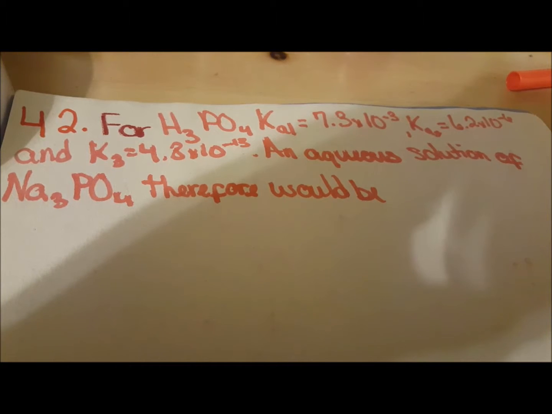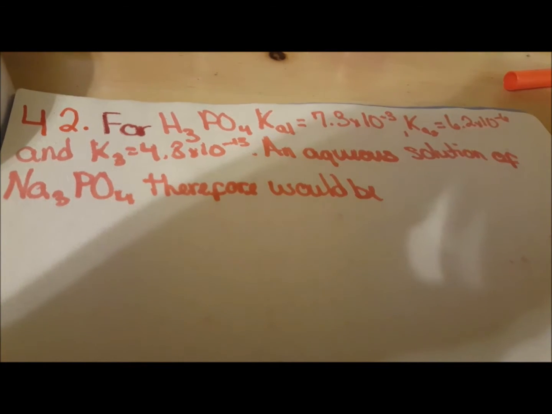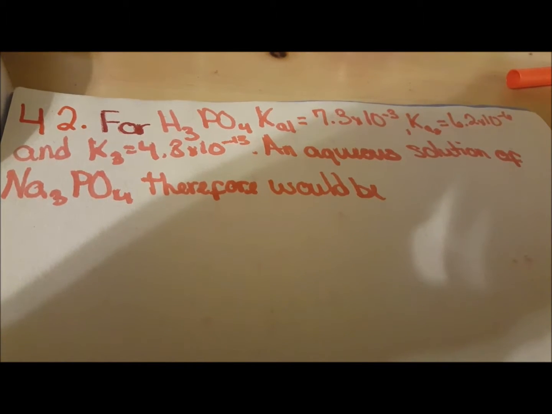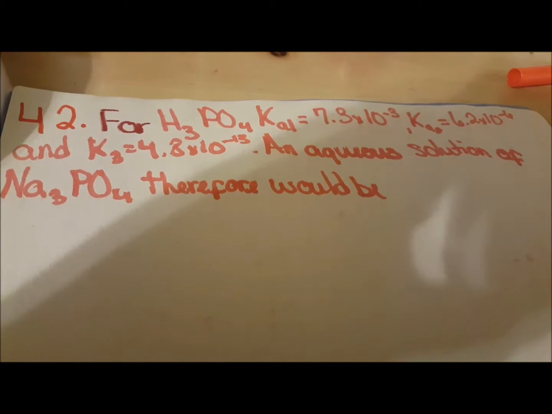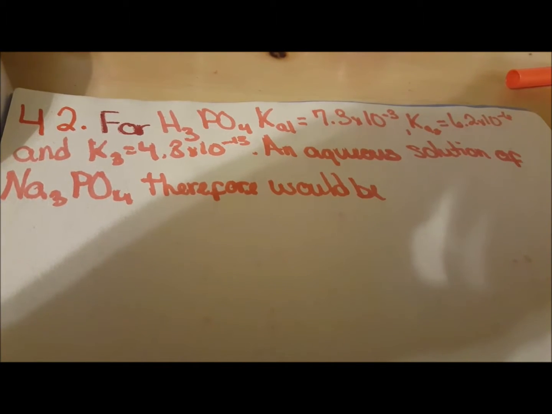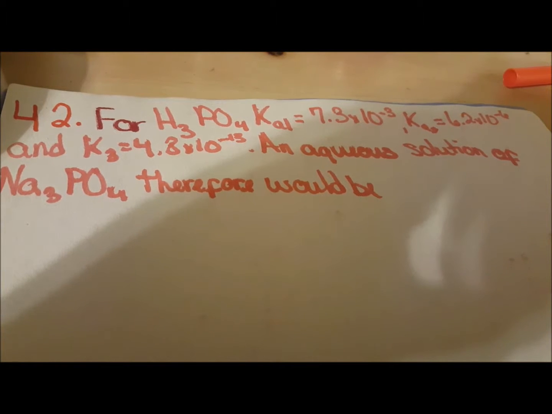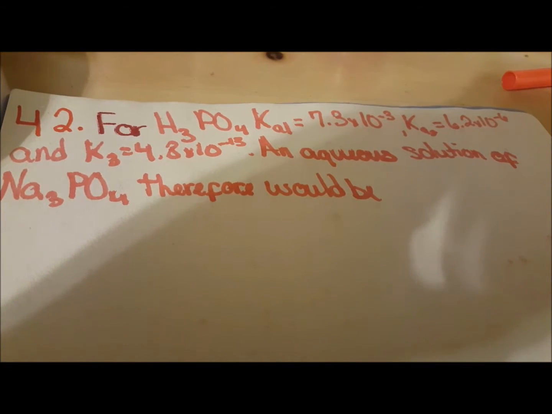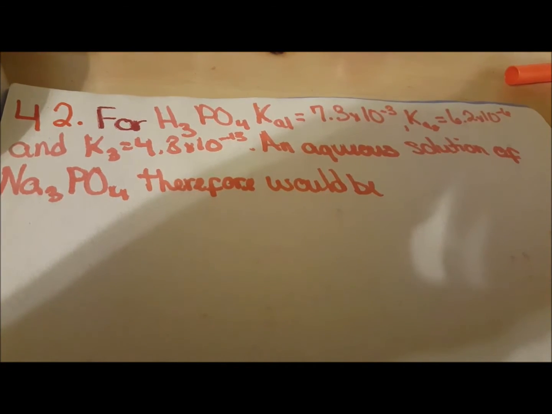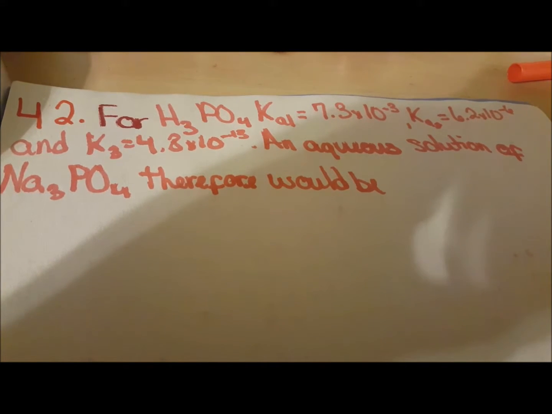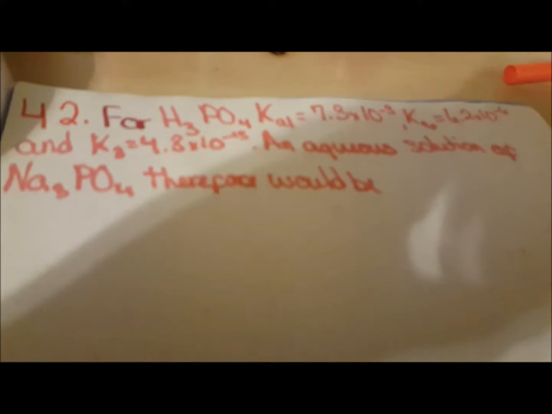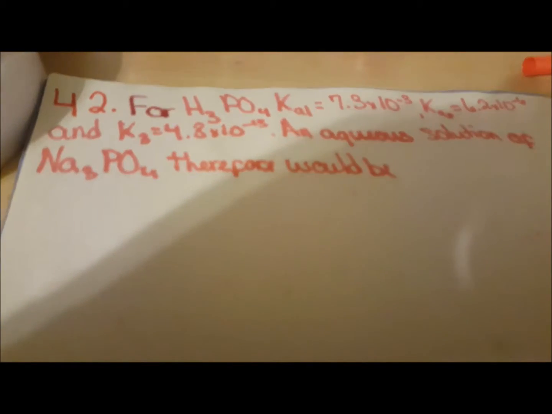For number 42, we are given the information H3PO4, Ka1 is equal to 7.3 times 10 to the negative third, Ka2 is equal to 6.2 times 10 to the negative 6, and Ka3 is equal to 4.8 times 10 to the negative 13. An aqueous solution of Na3PO4 therefore would be.